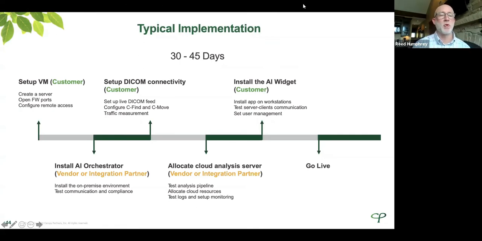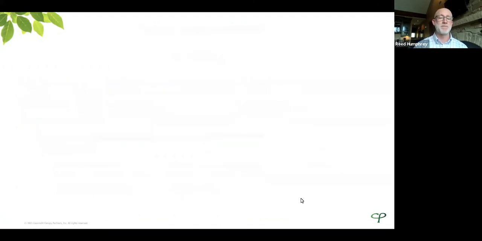Basically, you just set up a virtual machine on the customer side. You make sure you establish your DICOM connectivity. You install the AI tool or the widget. And if you're going to connect it to your work list, then you would do that. And then typically the software vendor down below is going to help you with installing the AI orchestrator and making sure that everything is communicating and flowing properly. And then doing some testing with the cloud servers to make sure that's all working properly. Once it's been tested, then you're ready to go live. So actually a pretty simple process that's pretty lightweight on the organization. And it's also pretty easy to support and not that expensive of an implementation.